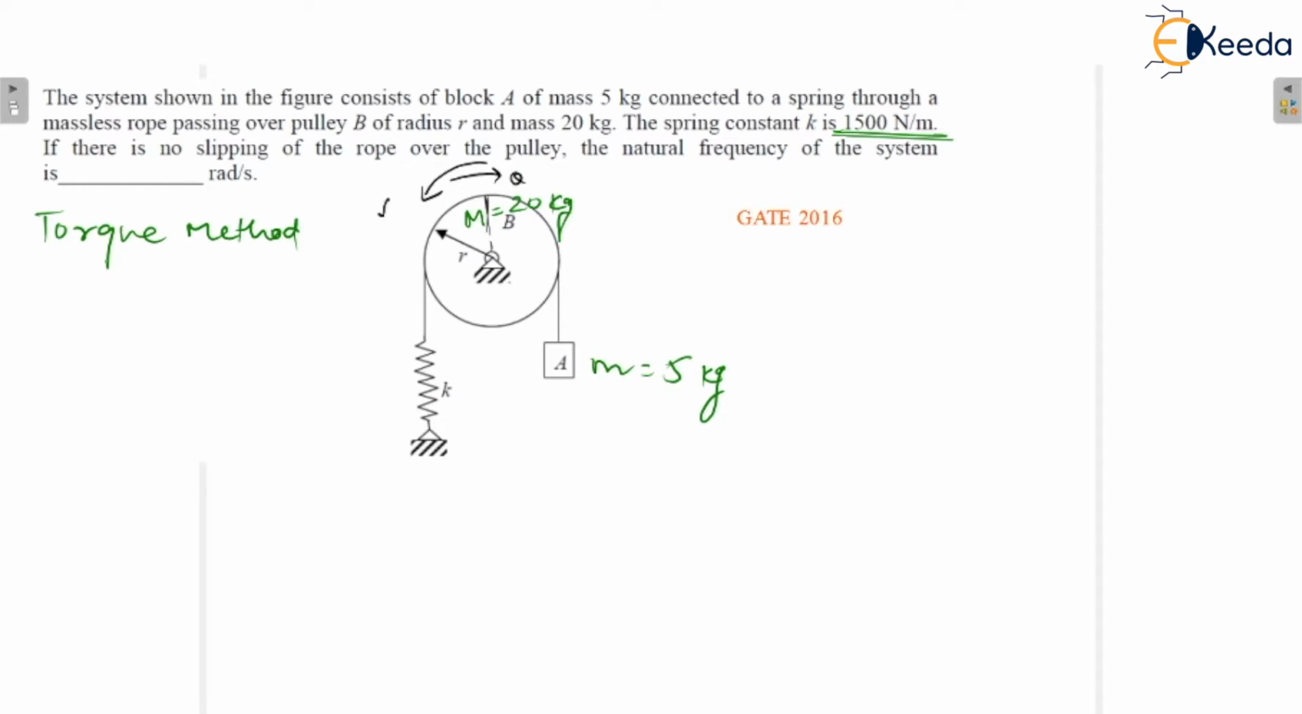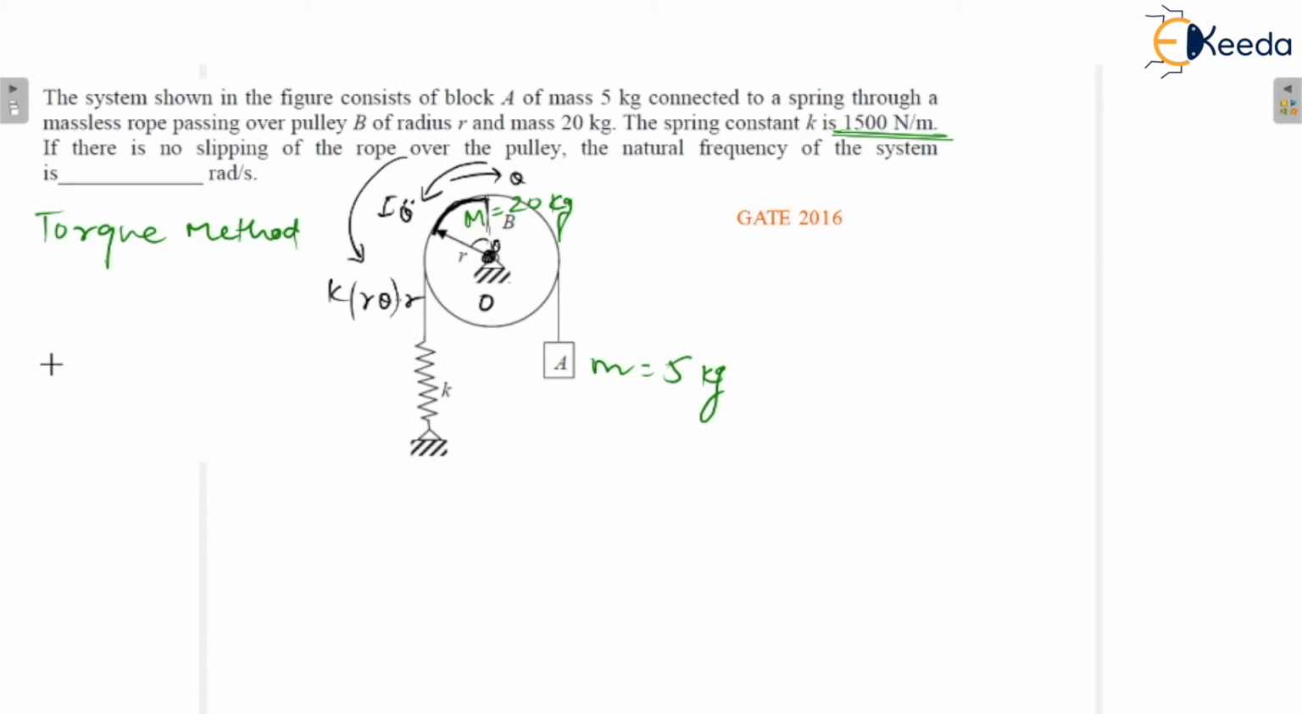So here there will be I theta double dot, that is the inertial torque, and the spring force torque would also be considered here. Suppose this is the angular displacement theta, so the displacement of the spring would be r theta. We are considering torque about point O, which is the hinged point, so the spring force K r theta is multiplied with r to give the torque.